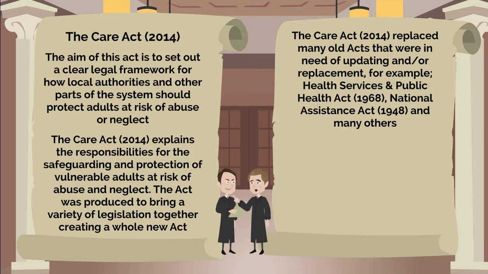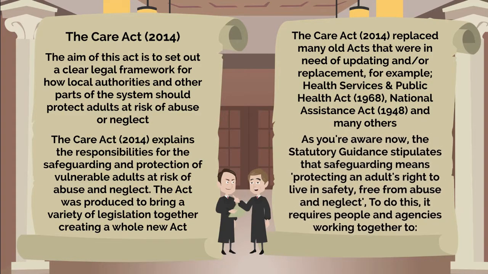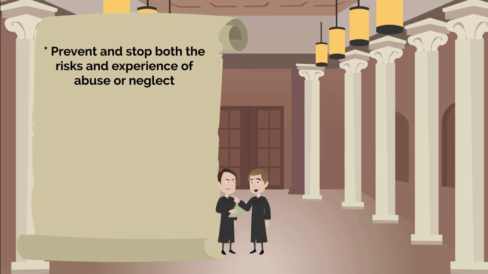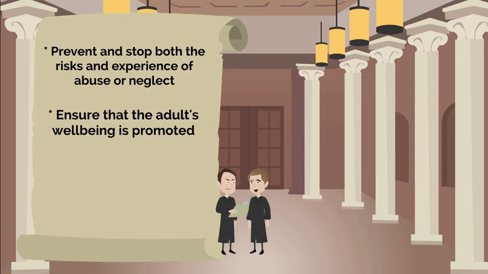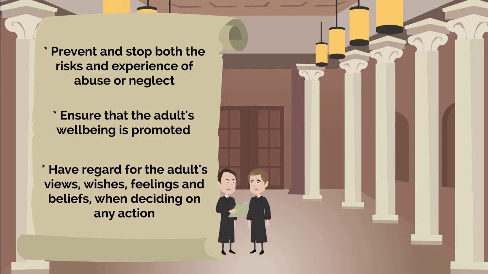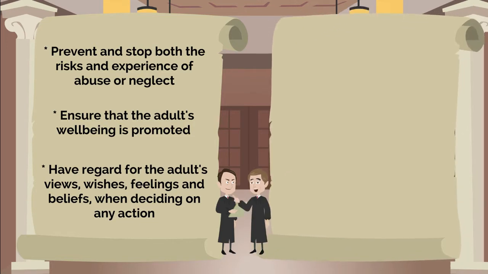As you're aware now, the statutory guidance stipulates that safeguarding means protecting an adult's right to live in safety, free from abuse and neglect. To do this, it requires people and agencies working together to prevent and stop both the risks and experience of abuse or neglect, ensure that the adult's well-being is promoted, have regard for the adult's views, wishes, feelings and beliefs when deciding on any action.